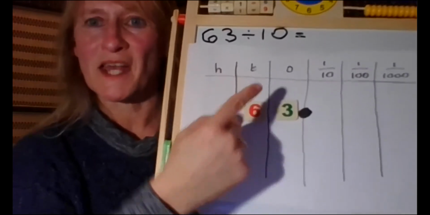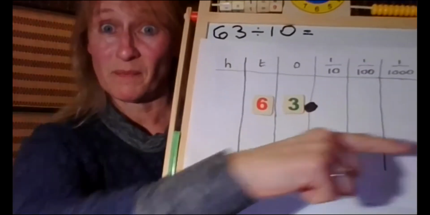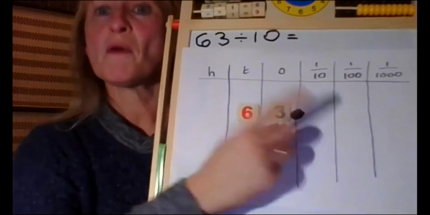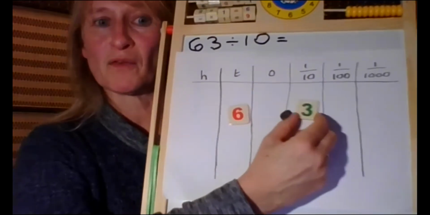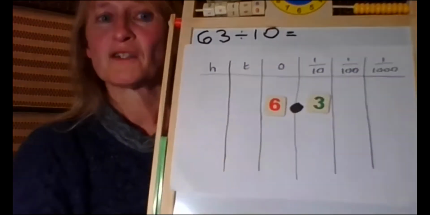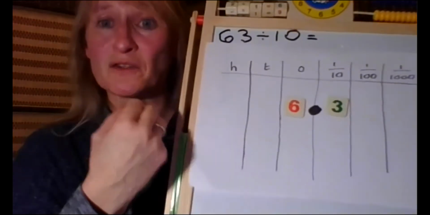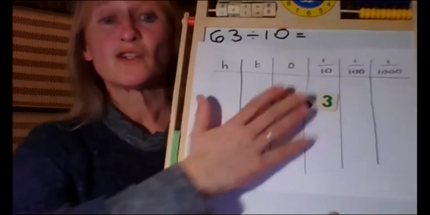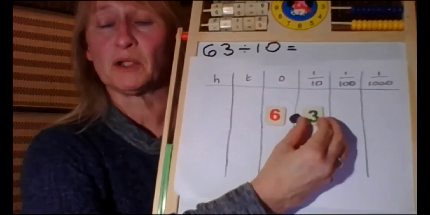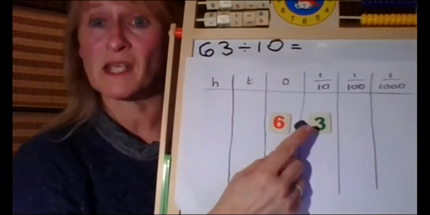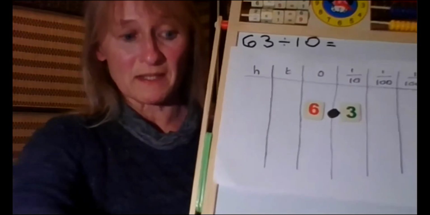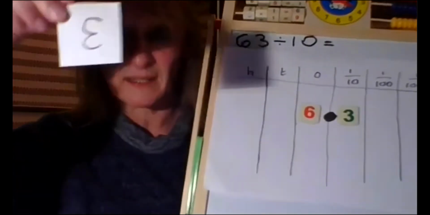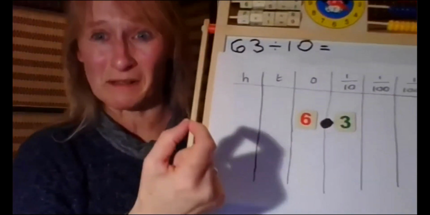When I divide by 10, I move them to the right, okay? And I move them one place. The clue is in the number of zeros. So I am going to move them one place to the right. And you have to physically do it on your place value board. Don't try and do it without a place value board because you need to keep your digits, your decimal points still, okay? If you haven't got a place value chart and you are using a decimal, that's a 3, a decimal point, keep it still, okay?